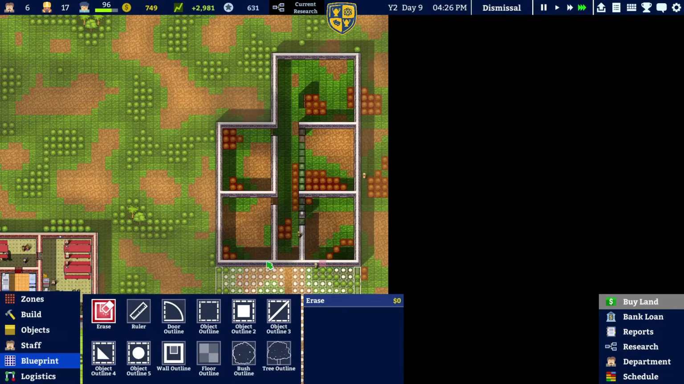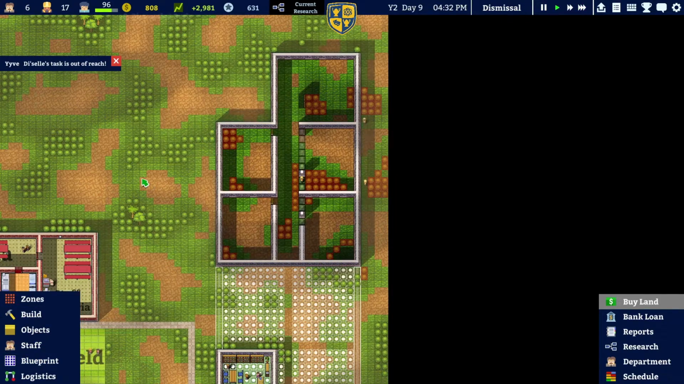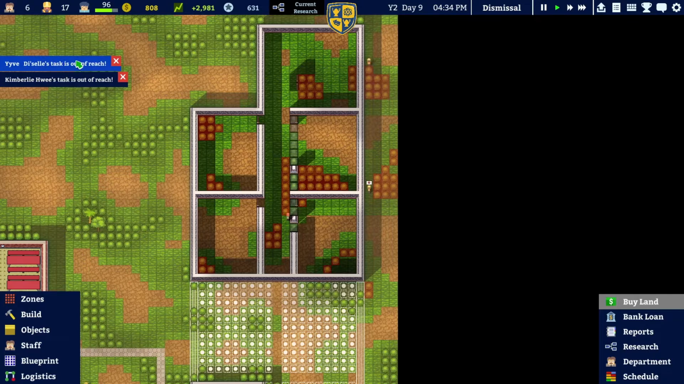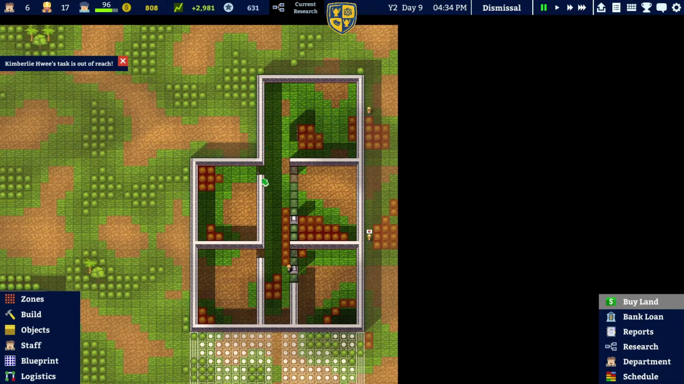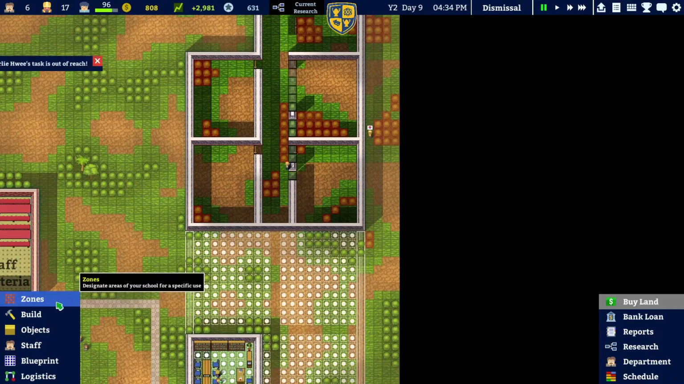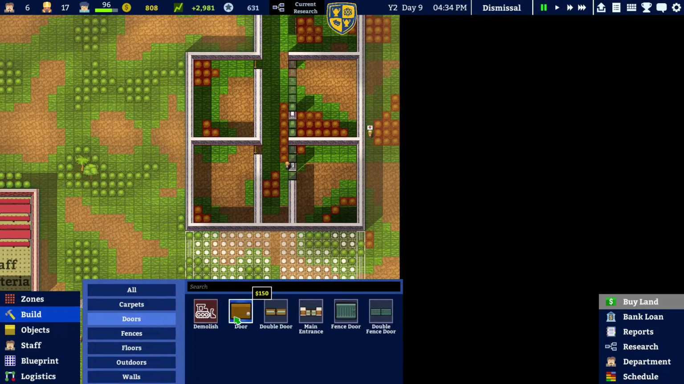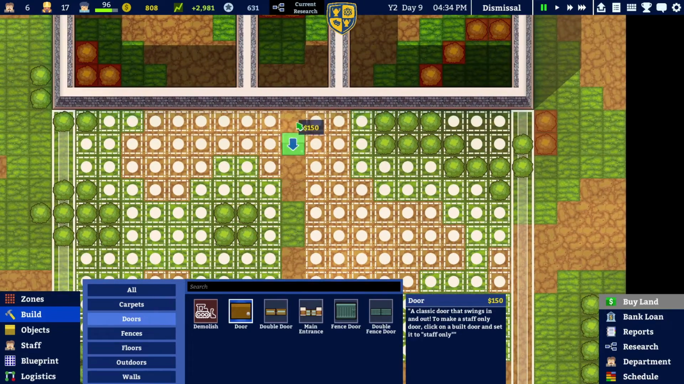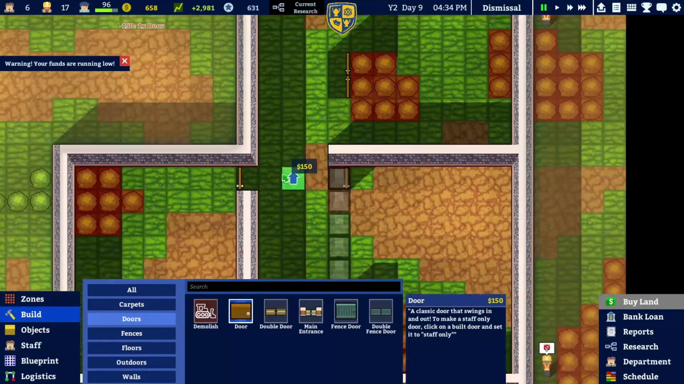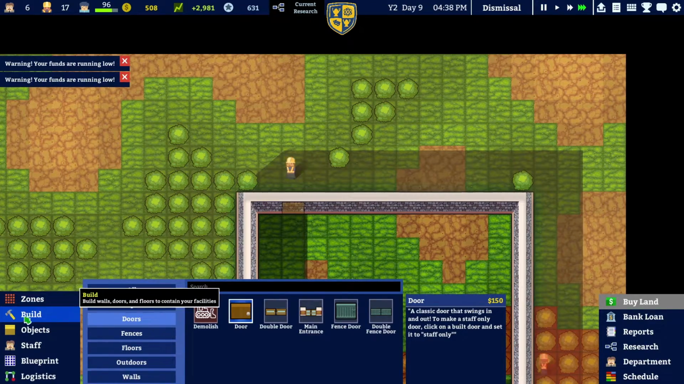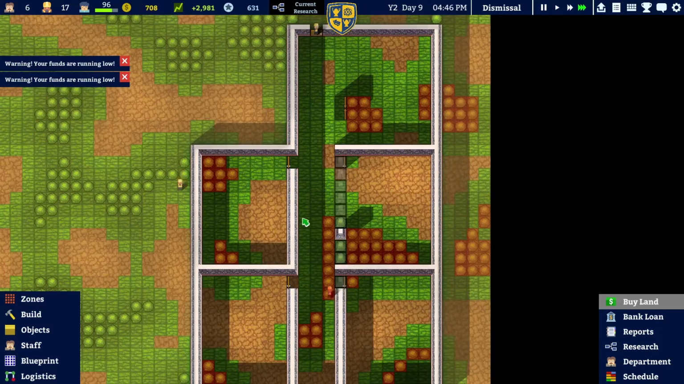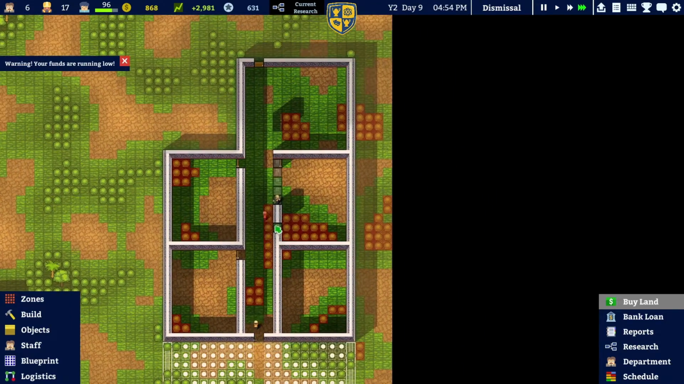So erase the blueprinting from just there. And Eve Giselle's task is out of reach. Oh, you... Yeah, there's no door in and out of here right now, is there? Hang on. Wait there. Right, let's put a door in, for goodness sake. Oh, dear. Right, door. And on the other end of this, a door. Come on, mate. I know our funds are running low, but our builders are currently trapped. They're currently trapped like idiots.